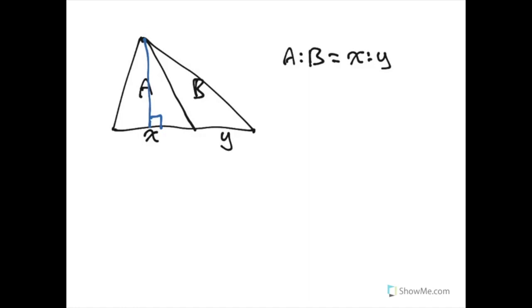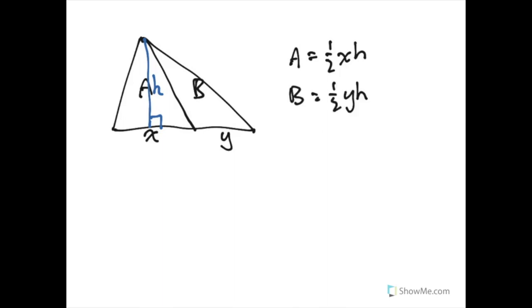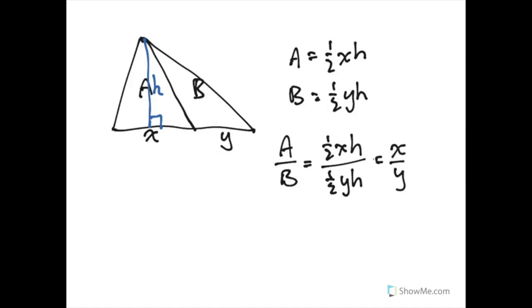If I draw the height down here, and let's say the height is H, then we have that the area A is equal to half XH, and the area B is equal to half YH. And therefore, A over B is equal to half XH over half YH, and the half H's cancel out, and so A over B is equal to X over Y. In other words, A to B is equal to X to Y.